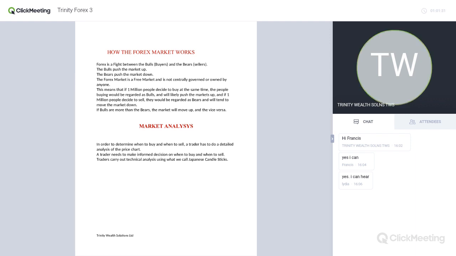So remember we said yesterday, we have buyers and sellers, and the buyers are the bulls. They push the market up. Sellers are the bears. They push the market down. So at one point, Forex is just a fight between those two, the bulls and the bears. If we have more buyers than sellers, then the market is likely to move up. It depends on who is stronger, who is buying more volume, who has put in more money. Is it the buyers or the sellers?